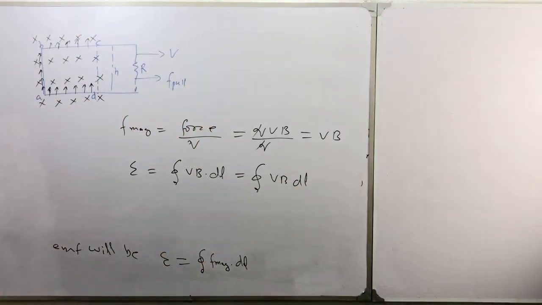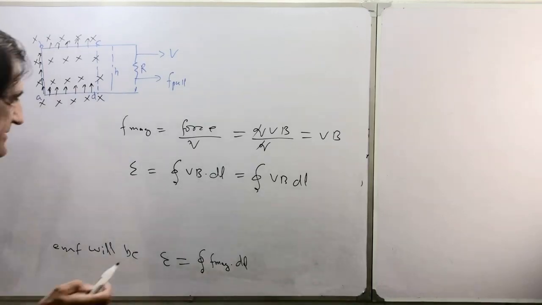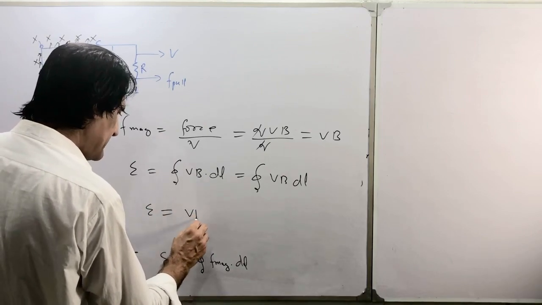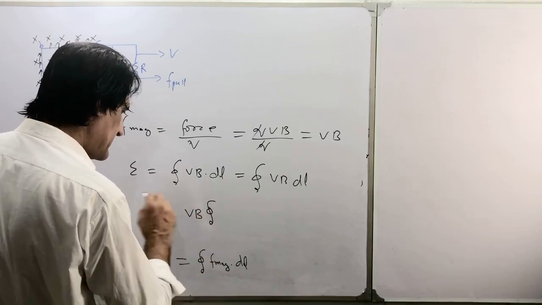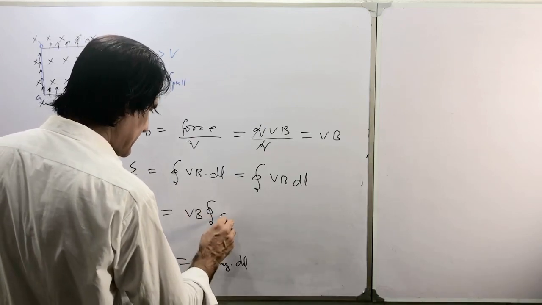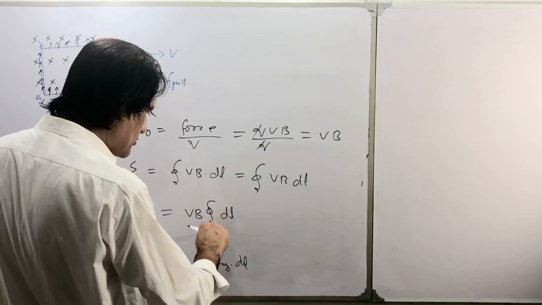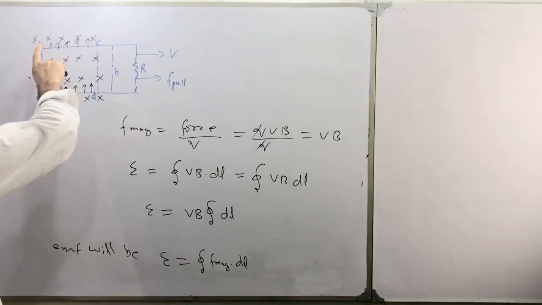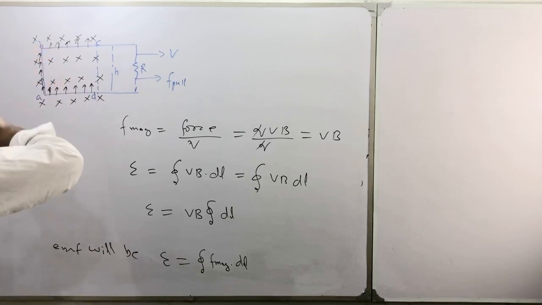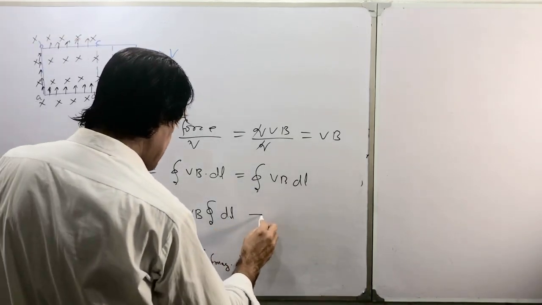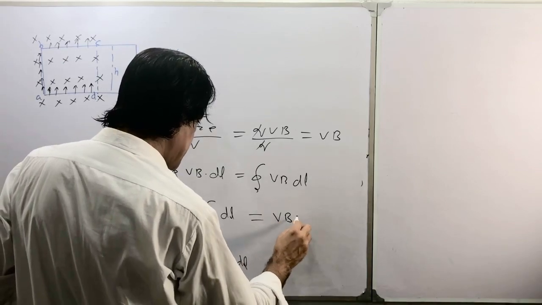If we remove the dot product, then we can get it like this. And here VB, we can consider like this, and dl, what is the total length here? The total length is AB, and AB is equal to h. So this is equal to VBh.